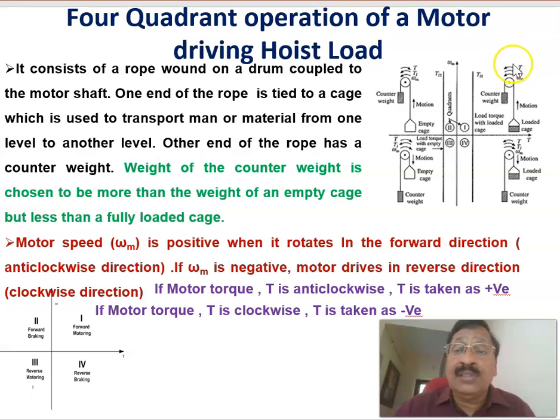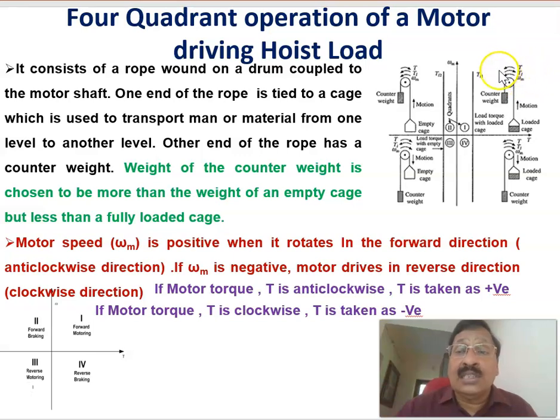If the torque is in the anti-clockwise direction, that is taken as positive, and if the torque produced is in the opposite, clockwise direction, that is taken as negative. Therefore, these are the polarity concepts that we will be following for the torque polarity as well as the omega m polarity. If omega m is anti-clockwise, it is positive. If it is clockwise, it is negative.